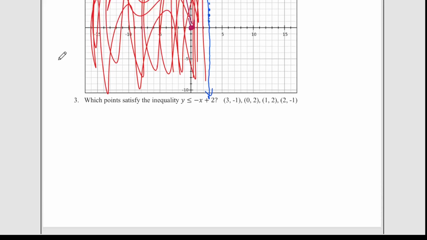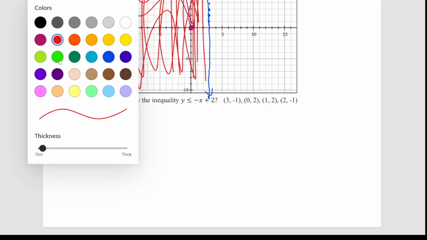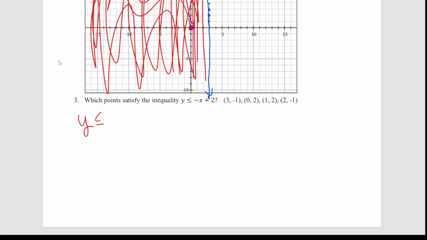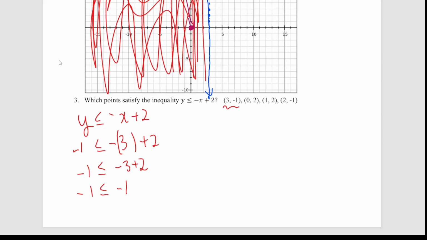You also sometimes will just be plugging and chugging in points to see if they're going to work in the inequality. So in this case, since our inequality is y is less than or equal to negative x plus 2, if we were to plug in the first point, for example, that means I'm going to replace y with -1, replace x with 3, and I'm going to get in the habit of putting that in parentheses because just in case I do plug in a negative for x, then that negative times a negative would make a positive, plus 2. -1 is less than or equal to -3 plus 2. -1 is less than or equal to -1. That is a true statement.